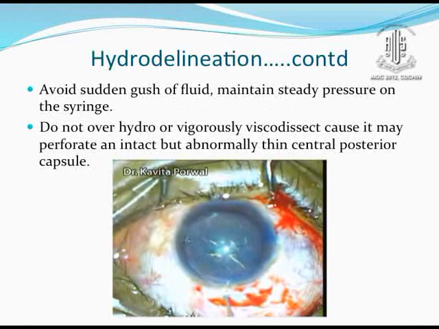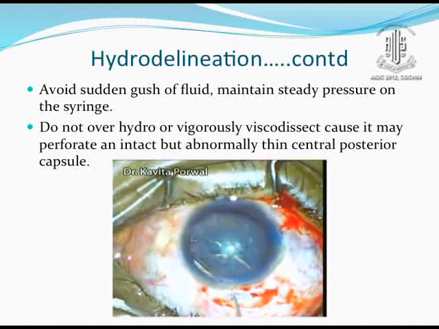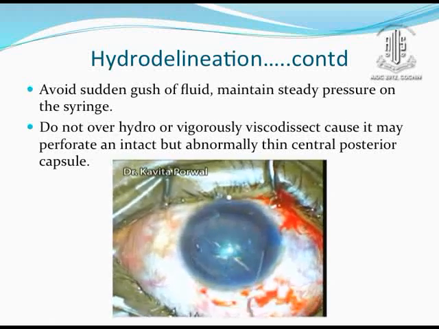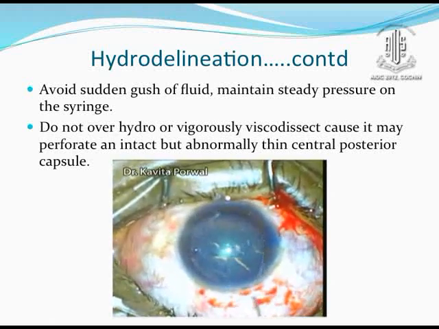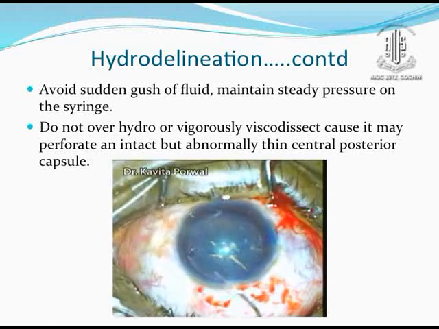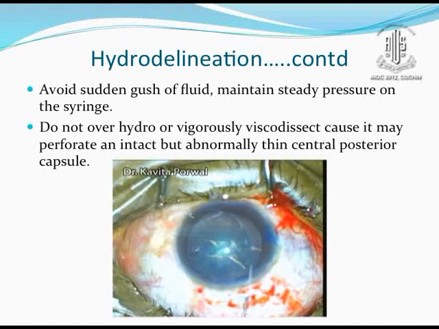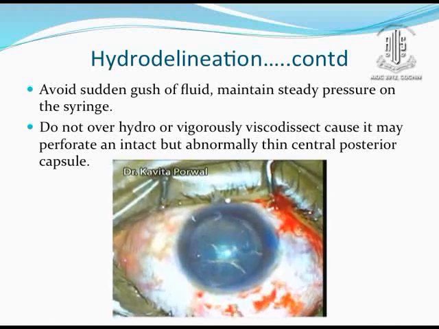You should avoid a sudden gush of fluid. You should maintain steady pressure on the syringe. Do not over-hydrate or vigorously visco-dissect. It may perforate the intact but abnormally thin central posterior capsule. You can see how gradually we are injecting the fluid.